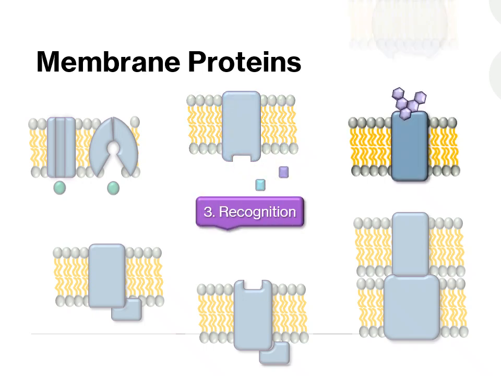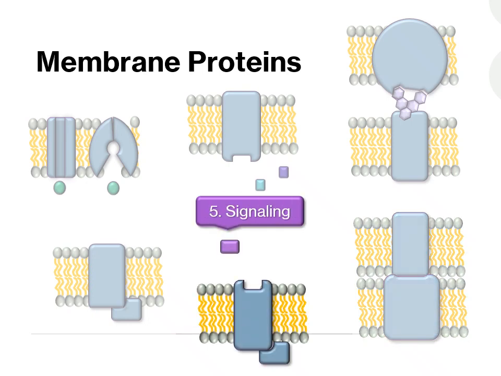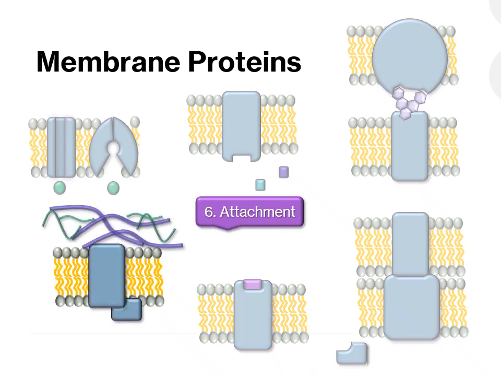The third major function is recognition of other cells, which is often accomplished through carbohydrates that are attached to the proteins. And fourth is the attachment of cells to their neighbors. Fifth, membrane proteins can have important roles in cell signaling, which we'll look at in more detail in a later section. And finally, we have attachment of membrane proteins to the extracellular matrix or the cytoskeleton.